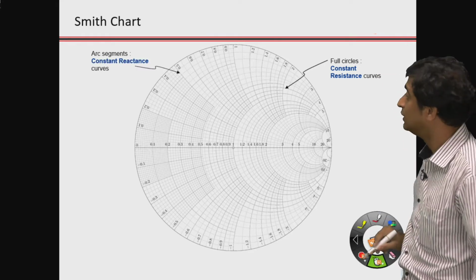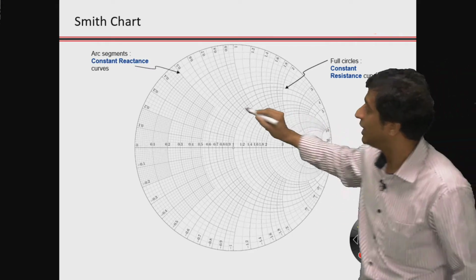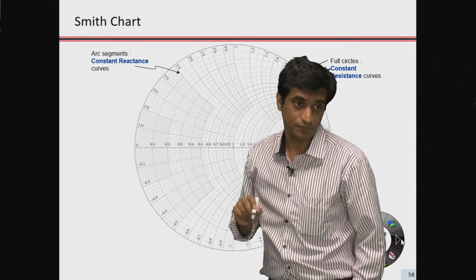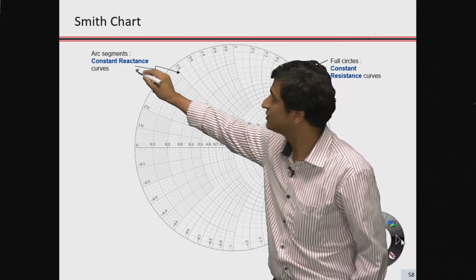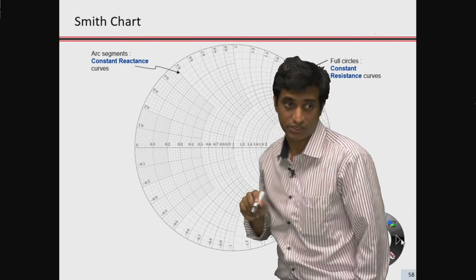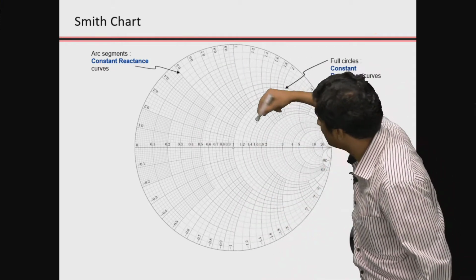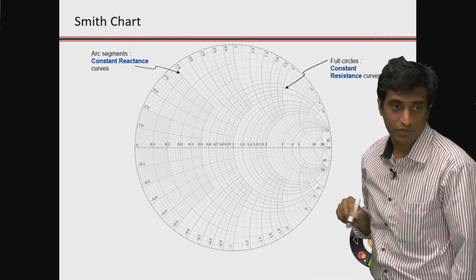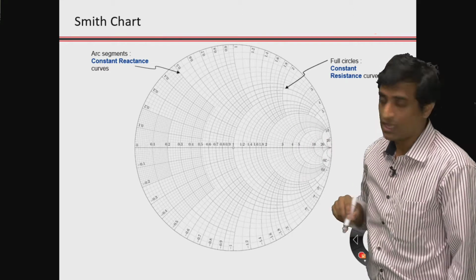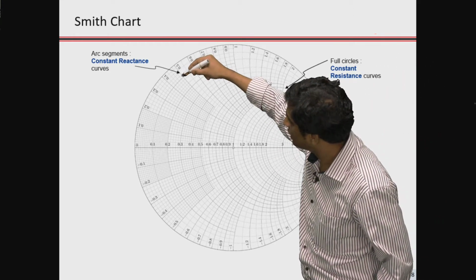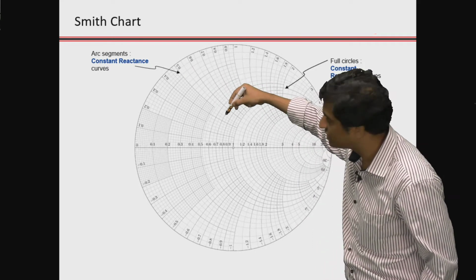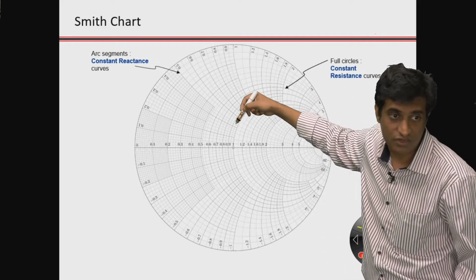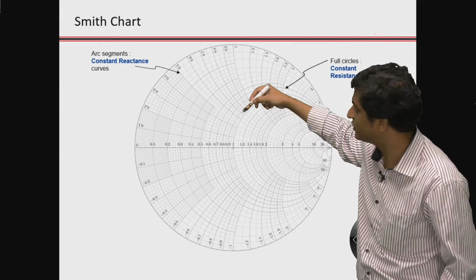How about the other curve? The other curve is called the constant reactance curve. We know that the resistance is the real part of the impedance and reactance is the imaginary part of the impedance. So these curve segments are called constant reactance curves. If I take a particular curve and move along that particular curve, all that changes is just the resistance but not the reactance. The reactance remains a constant.